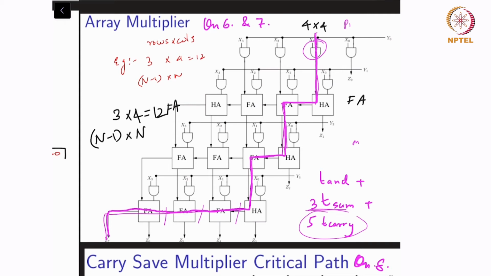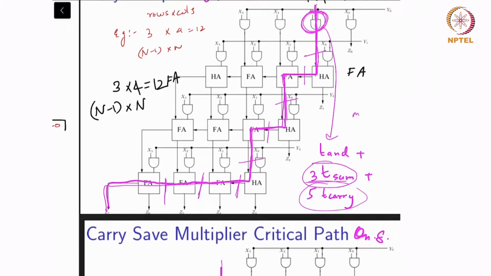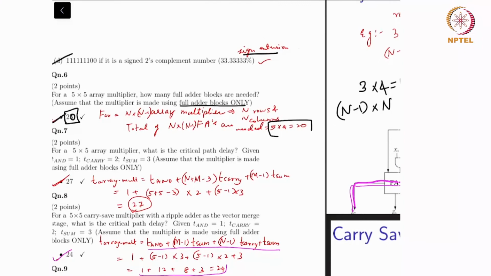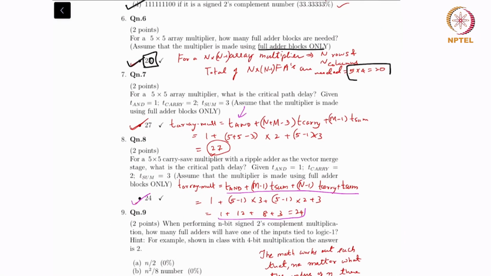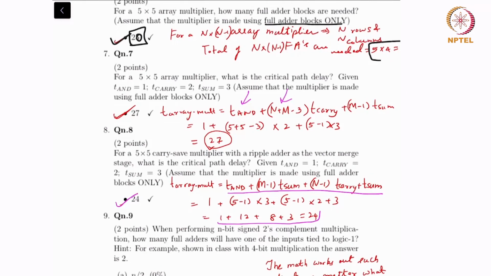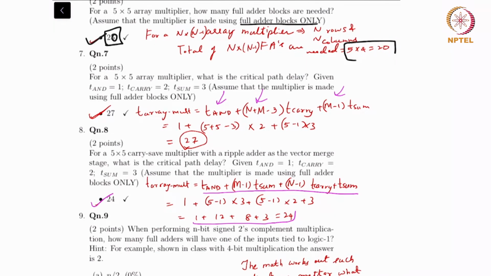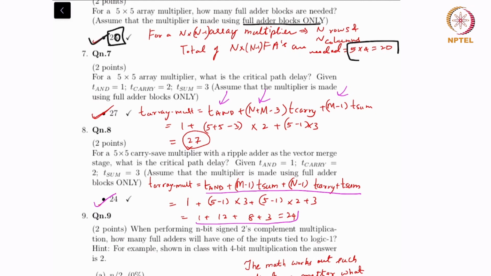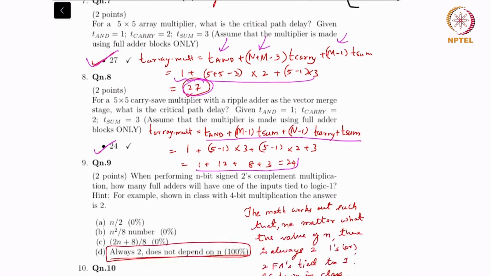You can see there is one t and here, and referring to this, 3 t sums, 1, 2, 3 t sums here, and 5 t carries, which is 1, 2, 3, 4, and 5 t carries, right? And hence the answer is as follows: 1 t and plus n plus m minus 3 into t carry plus m minus 1 t sums, right? So after calculating this, we obtain the answer 27, and 27 is the right answer.